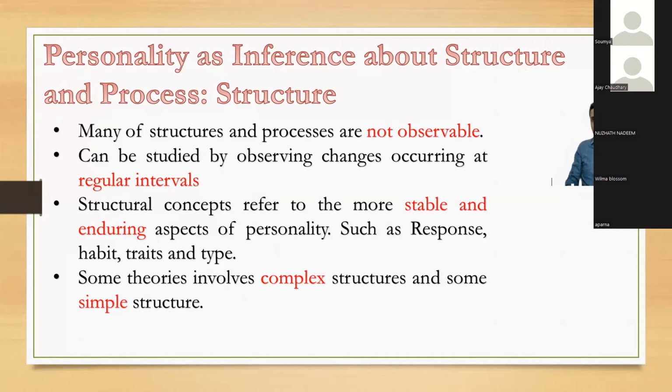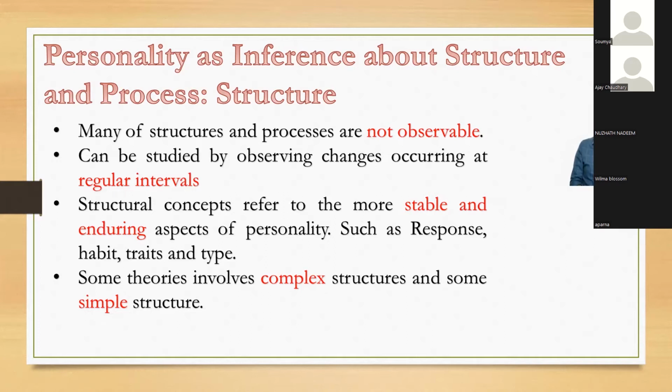As I said previously, if we see our photograph every day, we don't find any difference, but when we compare it with the previous year, or children, when we see after a gap of 3 months, 4 months or 1 year, we find a huge difference. So structure and process are not observable. They can be studied by observing at regular intervals, right? As I previously said, they need to be observed at regular intervals. Only then we can recognize and observe it.